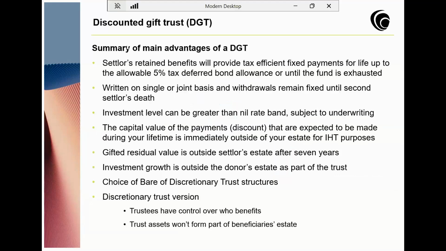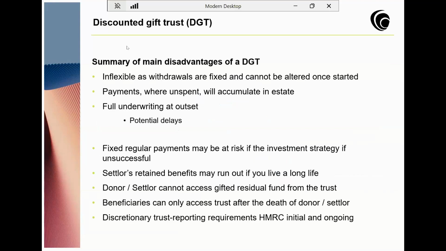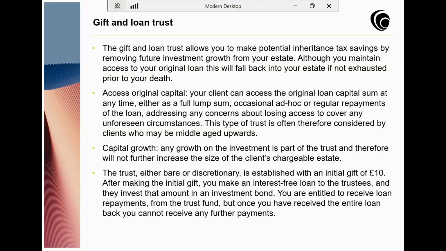Next screen, if you could, James. So I've now got 2 more slides, and again, time constraints with time moving on. These are just really showing some of the main advantages, and also, next screen, James, the main disadvantages of DGT. And as I say, they're not right for everyone, but especially elderly clients, they can be a very useful investment trust structure to consider. We may in fact use a combination of trusts.